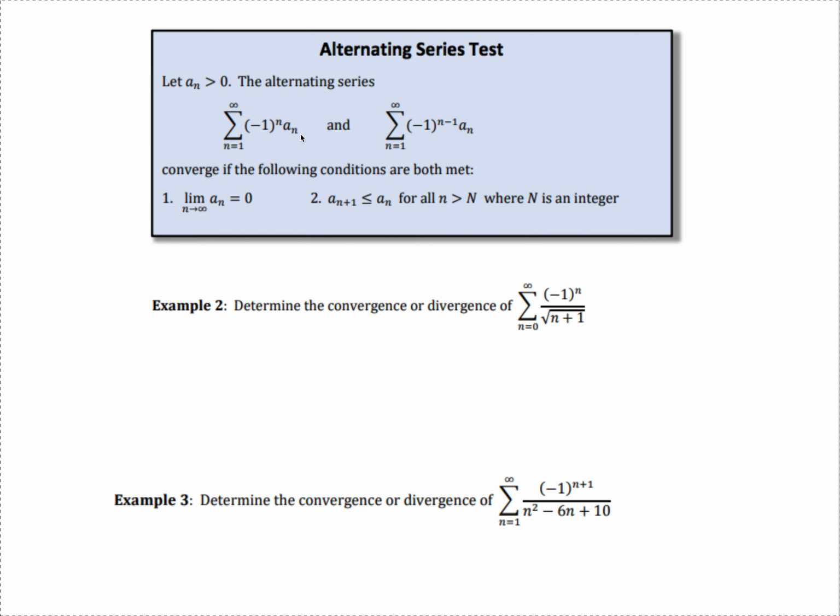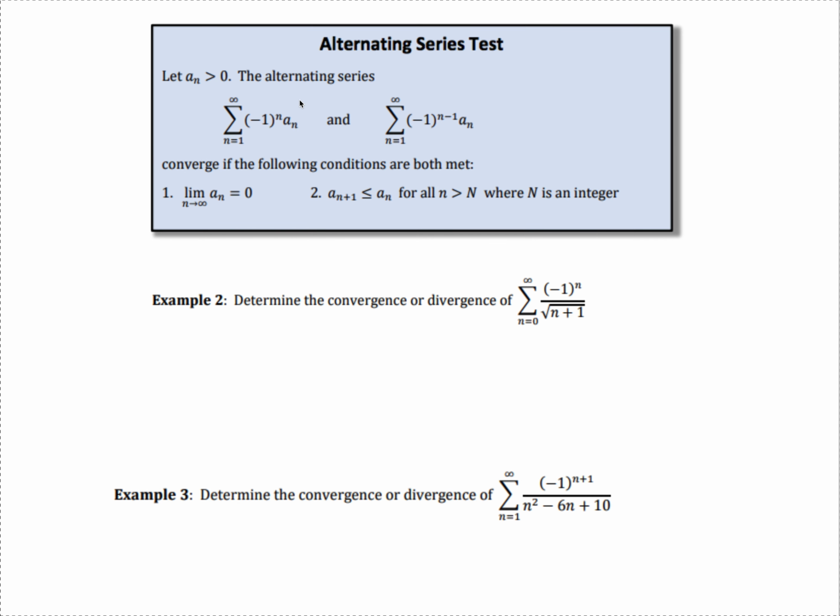If it's greater than 0, we don't have to worry about negative signs there. The alternating series: as long as these series are alternating, and they need to actually be alternating, which sometimes you need to check. If the series is actually alternating, positive, negative, positive, negative, or negative, positive, negative, positive, either one, then the alternating series will converge if the following conditions are met.